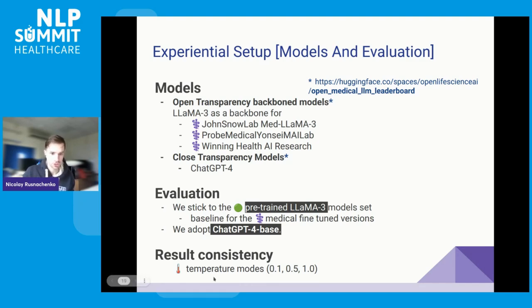And speaking about consistency, to measure how well these models withstand different conditions, we experiment by changing the temperature parameters so that we make sure the models give similar results irrespective of the setup conditions.